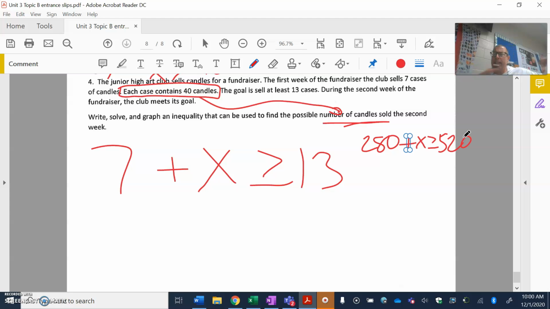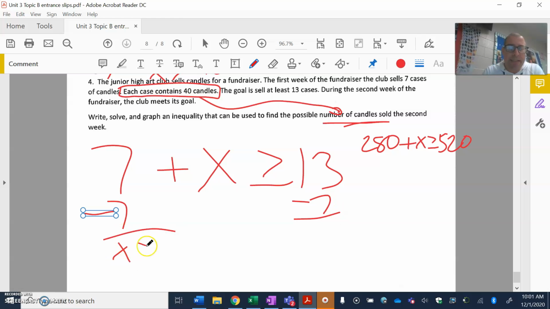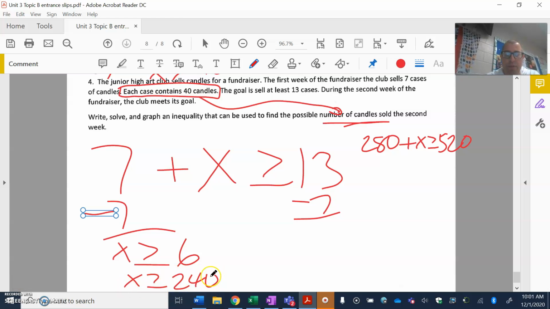So the idea here is I'm either going to write it in terms of cases or write it in terms of number of candles. Because they're not really clear here, we can go either way. Hey, they're all fine here. So let's get back to it. Subtract 7. All right. X has to be greater than or equal to 6. Now, again, that's 6 cases. So if you do want to do your multiplication, okay, X is greater than or equal to 240.